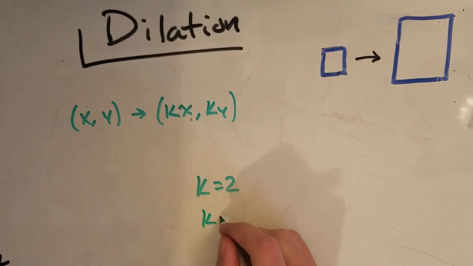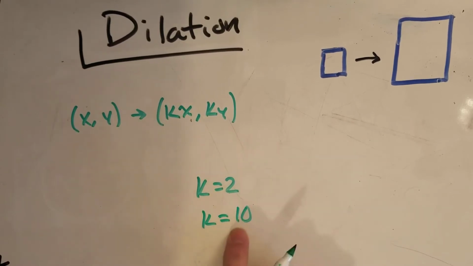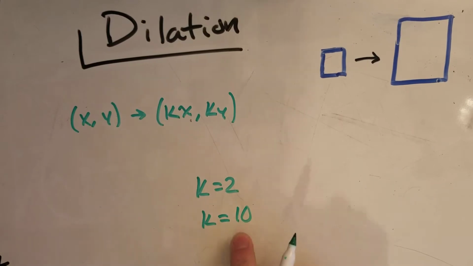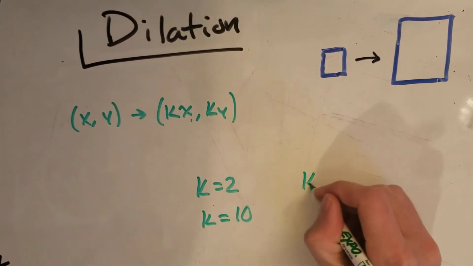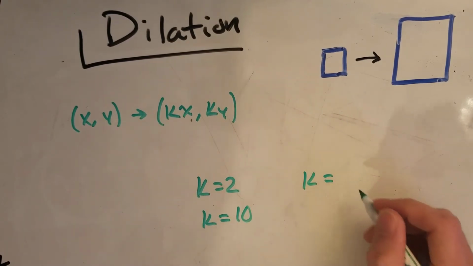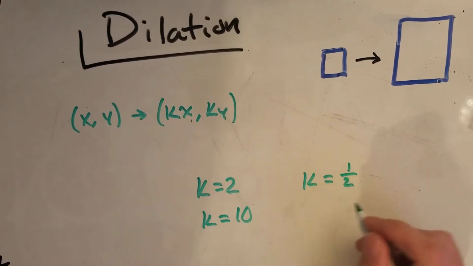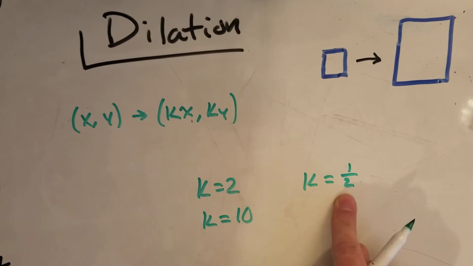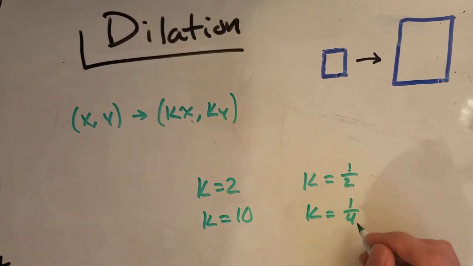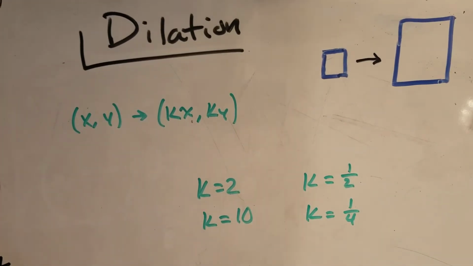Or if K equals 10, that means everything is getting 10 times as large. Everything is increasing by 10 times. Getting smaller would mean instead of doubling, you become half the size, so K would be 1/2. Everything's going to get cut in half. Or K could equal 1/4, and everything will become 1/4 the size. So we can break it into different scenarios.